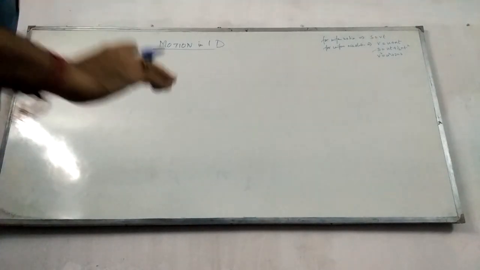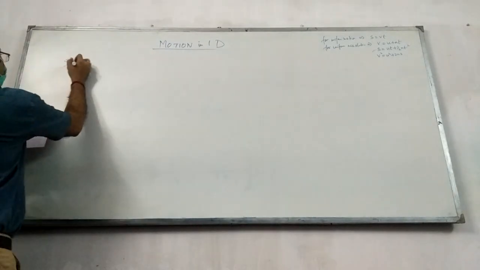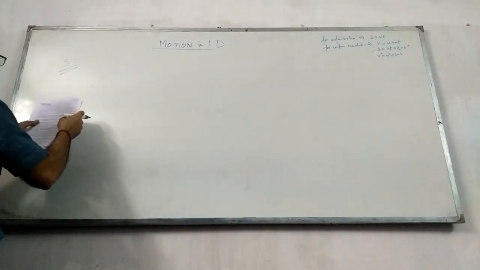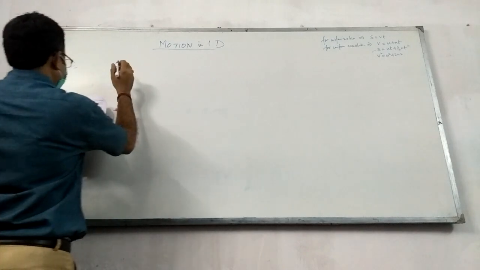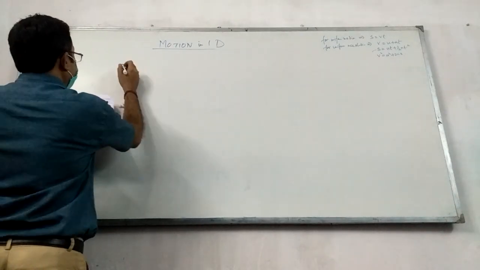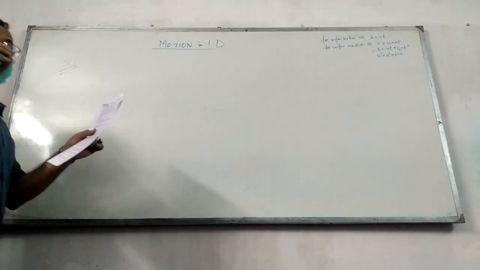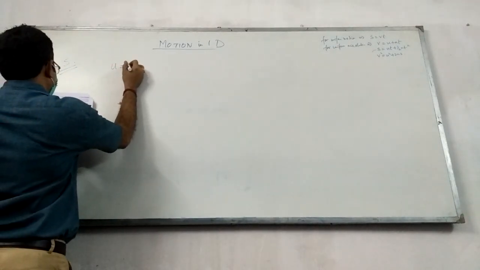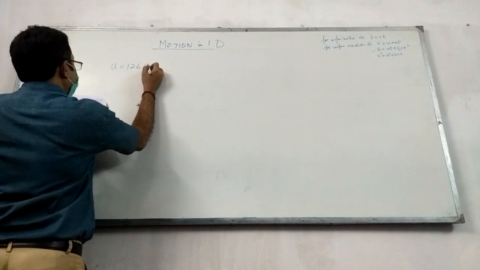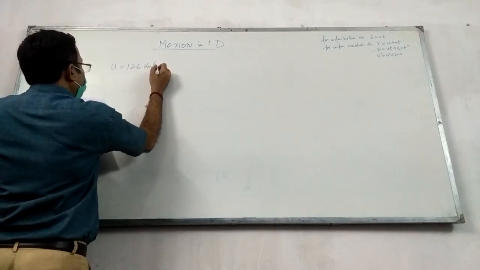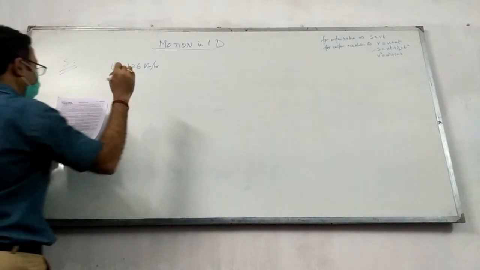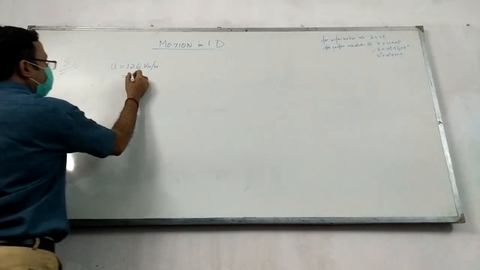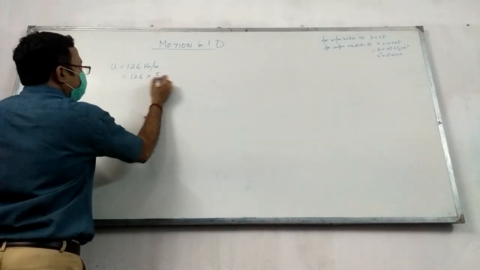Now we are doing question number 5. A car moving along a straight highway with a velocity of 126 km per hour. So you started observing the car when its velocity was 126. So this will be initial velocity, kilometer per hour. Whenever there is a kilometer per hour, you need to convert it into meter per second. How do you convert it? 5 by 18.